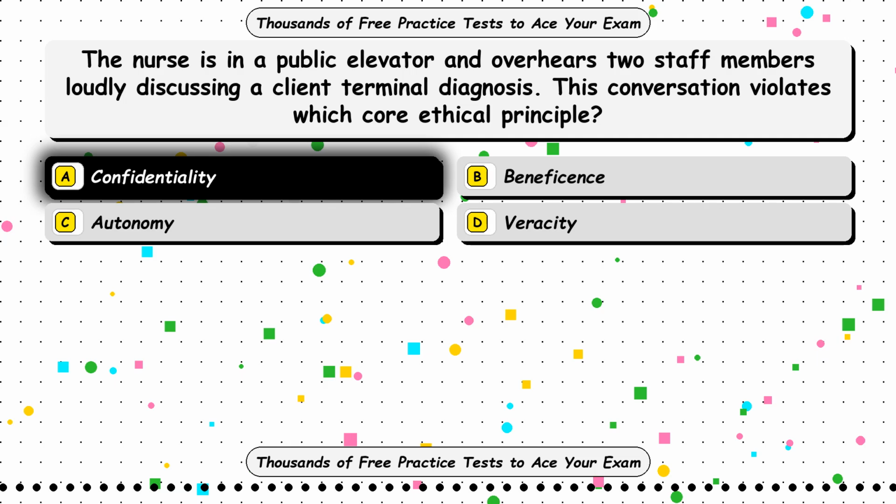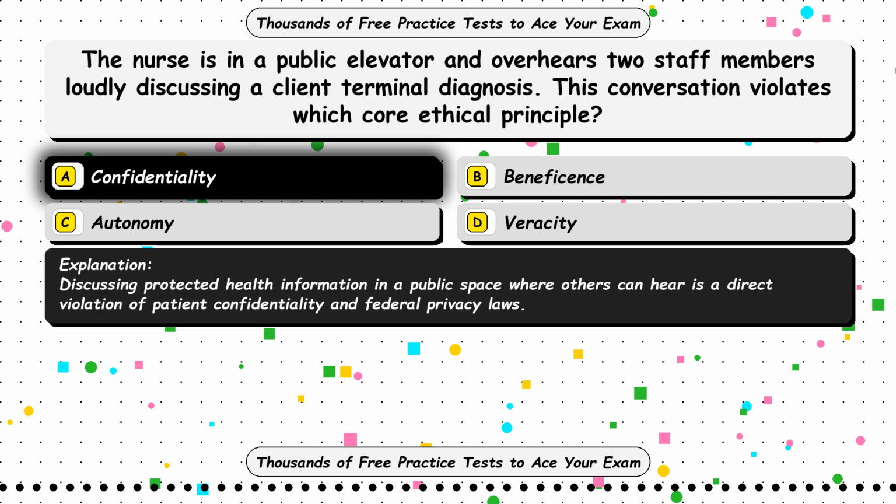The correct answer is option A. Confidentiality. Discussing protected health information in a public space where others can hear is a direct violation of patient confidentiality and federal privacy laws.